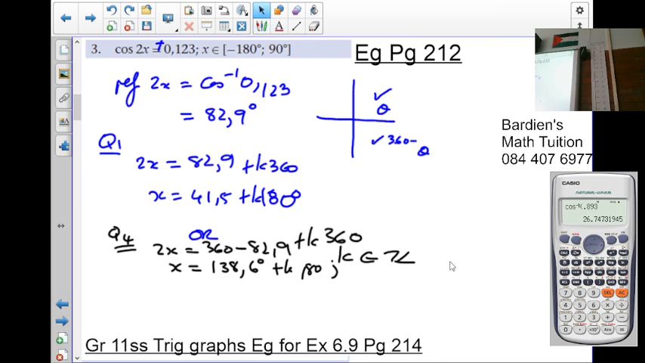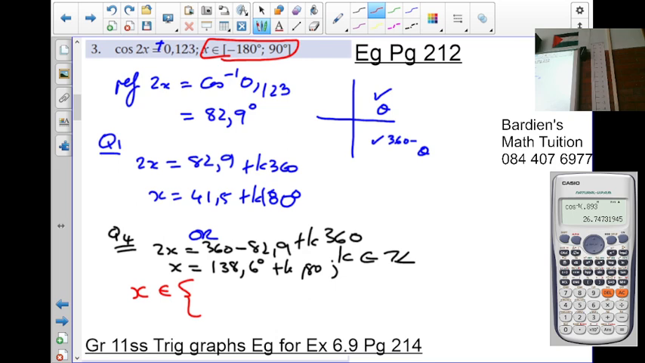And as you can see, there's a restricted domain here. So now we say x is an element of, we put 0 through here. What do we get? 41.5. Now you put 1 in there. What do we get? Definitely an answer out of the given domain. It is over 90, more than the upper boundary. Now you put negative 1 in here. What do we get? Negative 138.5. Put negative 2 in, definitely outside.